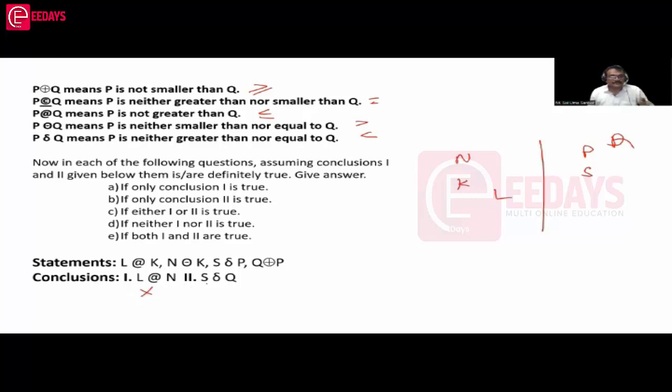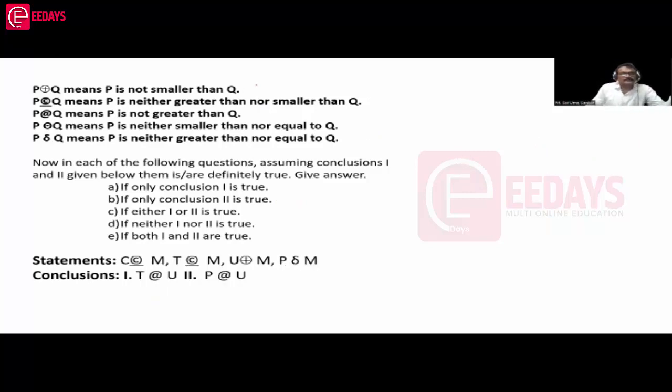Now come to the second one, the relation between S and Q. Now, what is the sign? S is less than Q. Yes, there is a vertical line in between S and Q, right? But S and Q, S is less than Q. So second one is a valid conclusion. What is the answer? Only conclusion 2 is true. Is it clear, all of you? Right. Go to the next one.